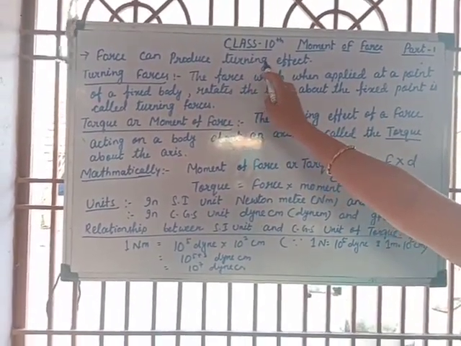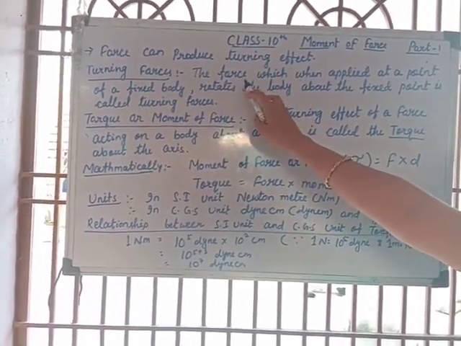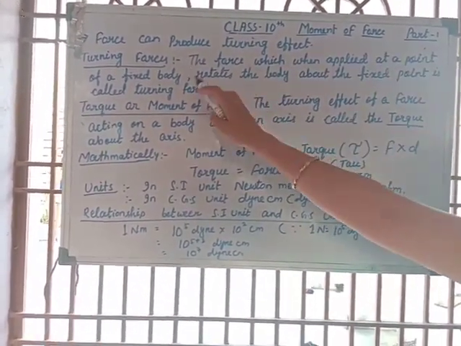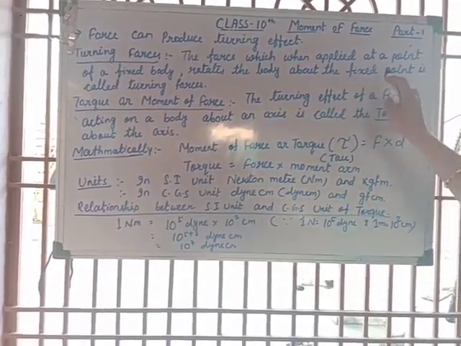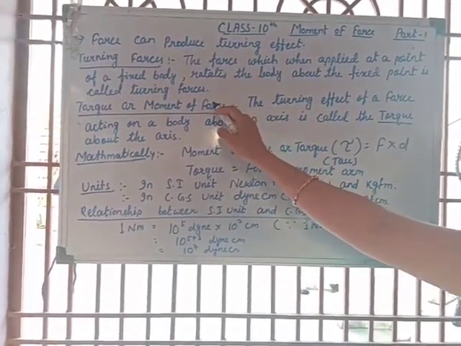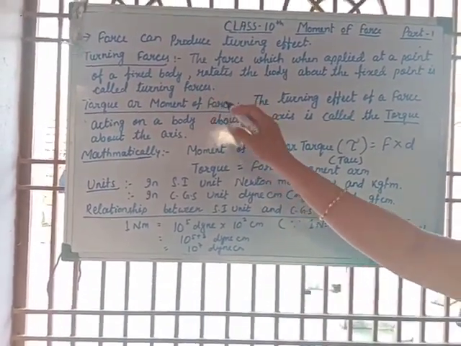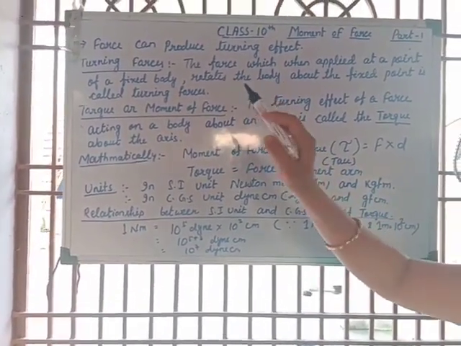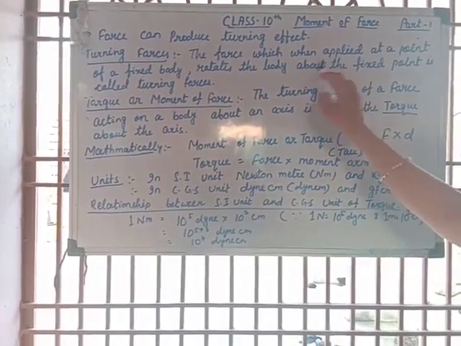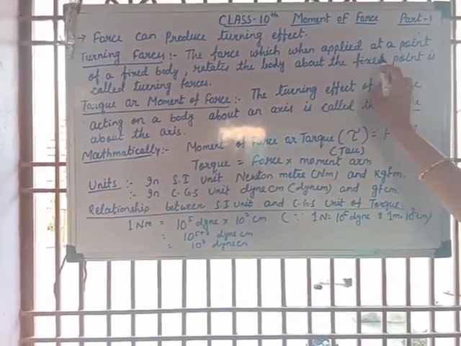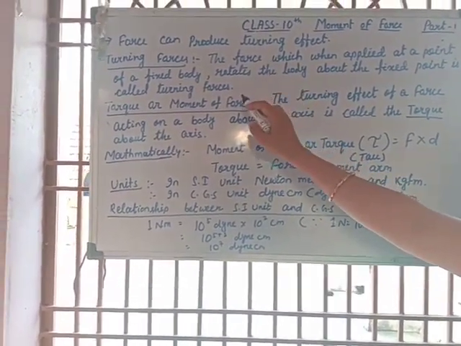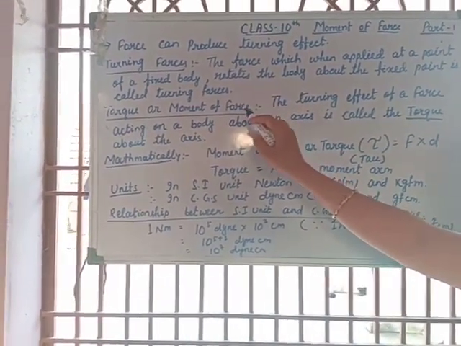So from the turning effect only, that forces come. The forces which, when applied at a point of a fixed body, rotate the body about the fixed point are called the turning forces. Means the forces which are responsible to rotate the body. According to rotational motion, an axis is needed, that's why it is called the one which rotates the body about the fixed point. It's called the turning forces. The force is known as the turning force which helps to rotate the body.